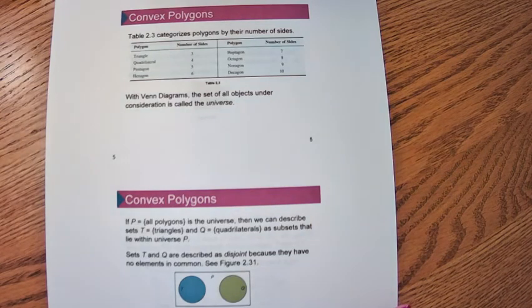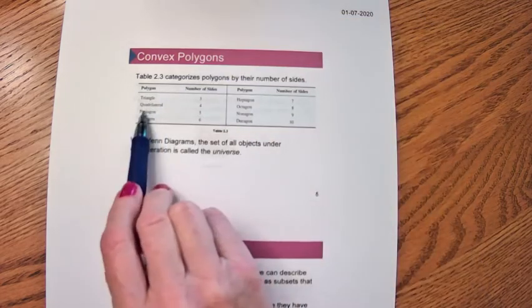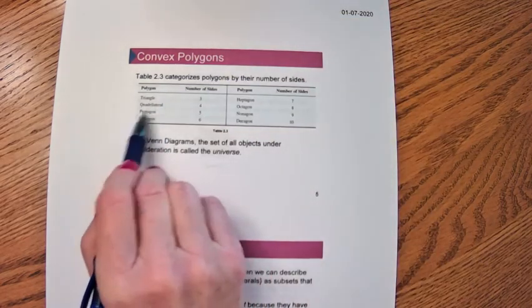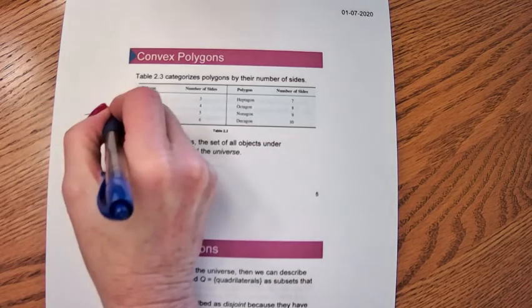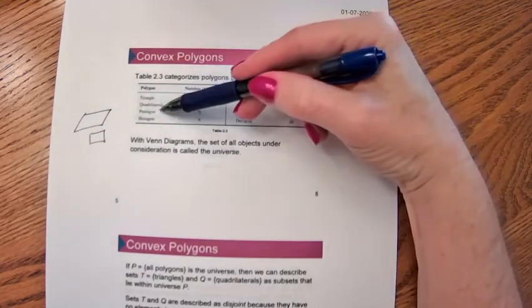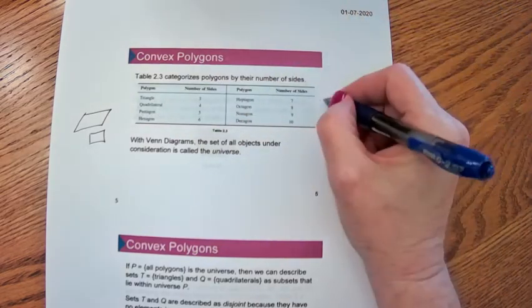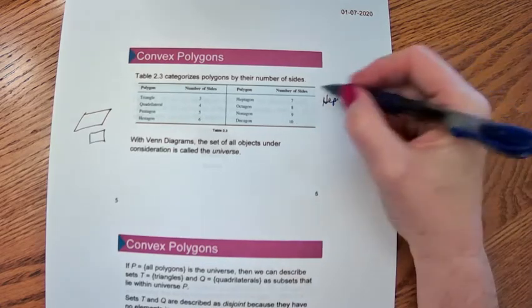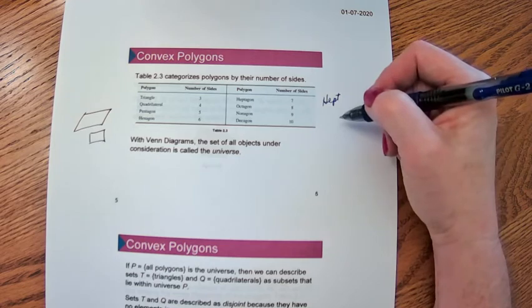And polygons have names. We have some standard names for polygons. Triangles have 3 sides. Quadrilaterals. Quad means 4, lateral means side. Quadrilaterals have 4 sides. And we have a whole chapter on quadrilaterals. Pentagons have 5 sides. Hexagons have 6. Heptagon, H-E-P-T, that means 7. Heptagon has 7 sides. Octagon, octo means 8. Nonagon means 9, and deca, like a decade, means 10.